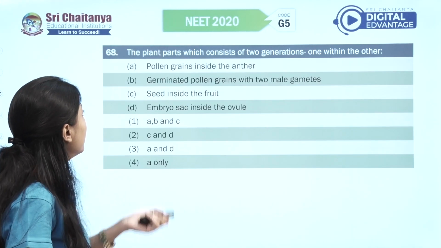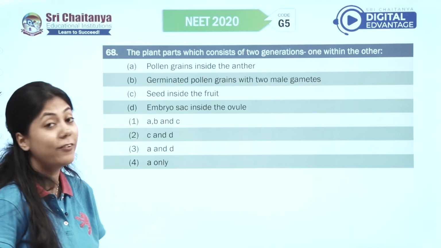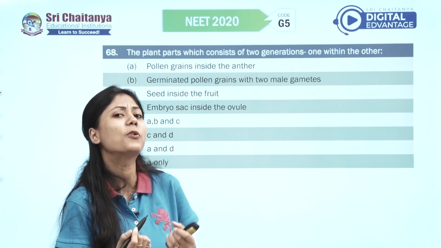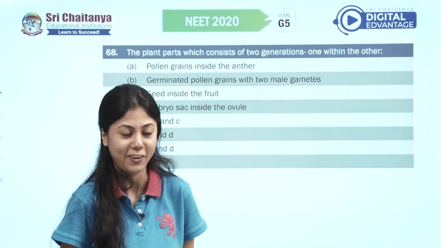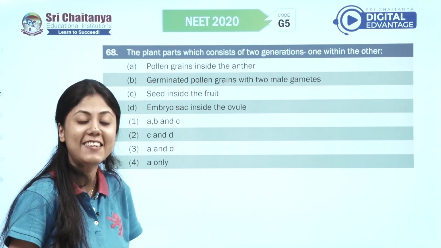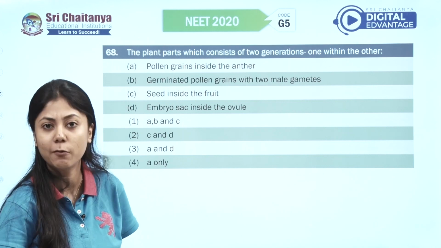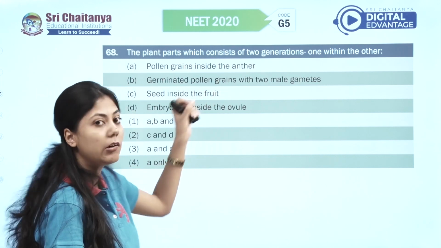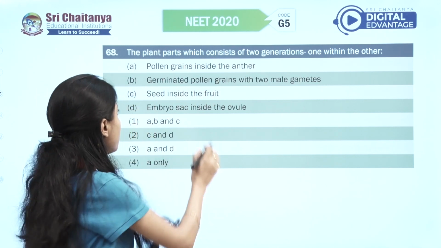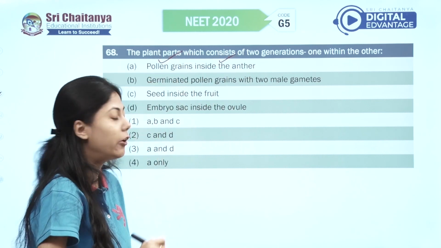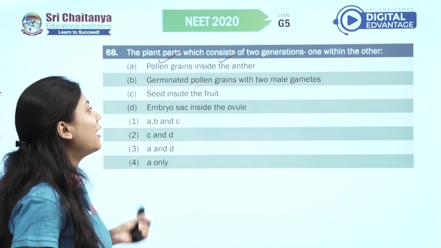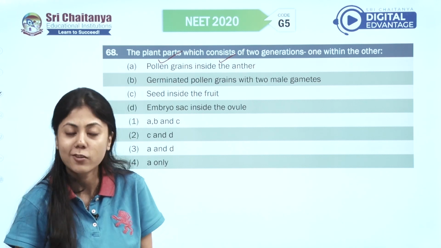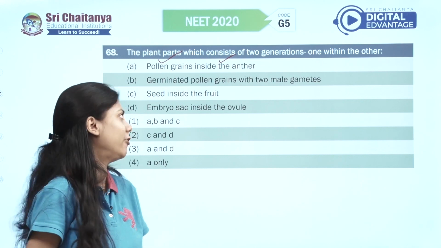Let's move ahead. The plant part which consists of 2 generations, one within the other. Again, you have to give it a bit of thought while answering this question. Pollen grains inside the anther, is it correct? Let's think about it. Pollen grain, it is gametophytic generation. Anther is a sporophyte, right? So this is definitely the correct one. Germinated pollen containing 2 male gametes. Male gametes are also haploid. Pollen grain is also haploid. So nowhere we can see the presence of 2 generations.